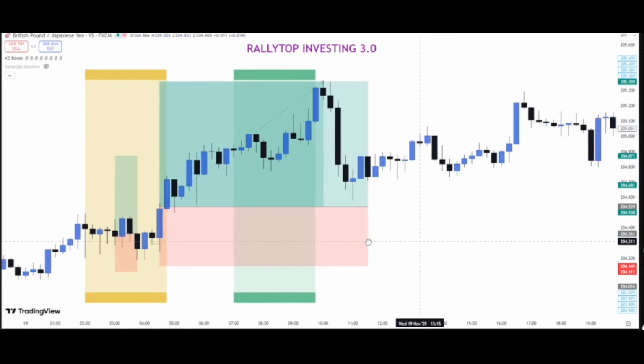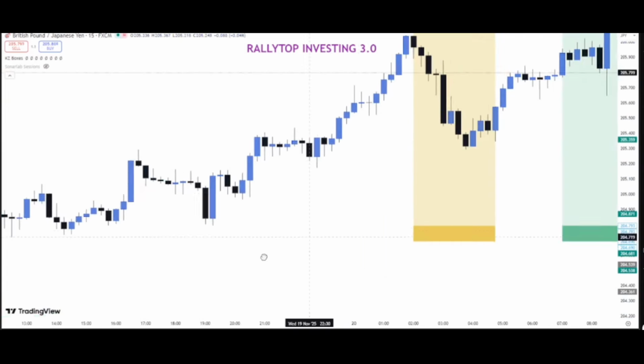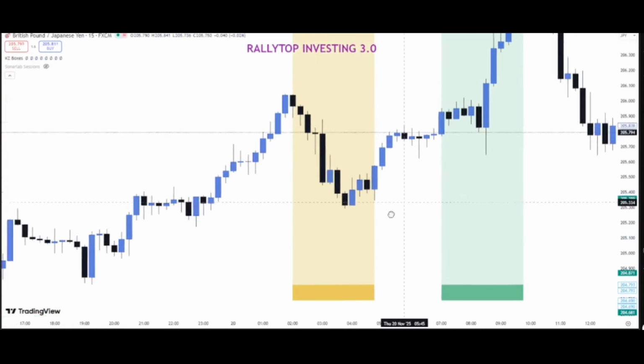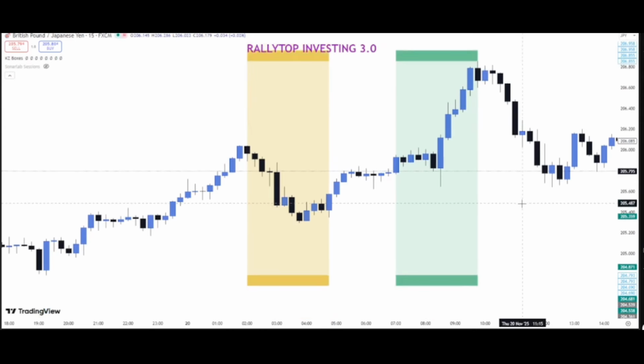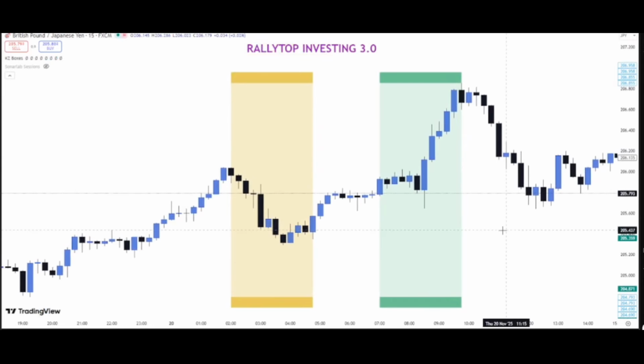Now, let's go to the next day. Because we know the next day is going to be bullish. We want to trade only bullish presentation. Anything that is bearish, we don't want to trade. Why? Because we already know from the daily time frame that we are bullish. So now, here is another one.